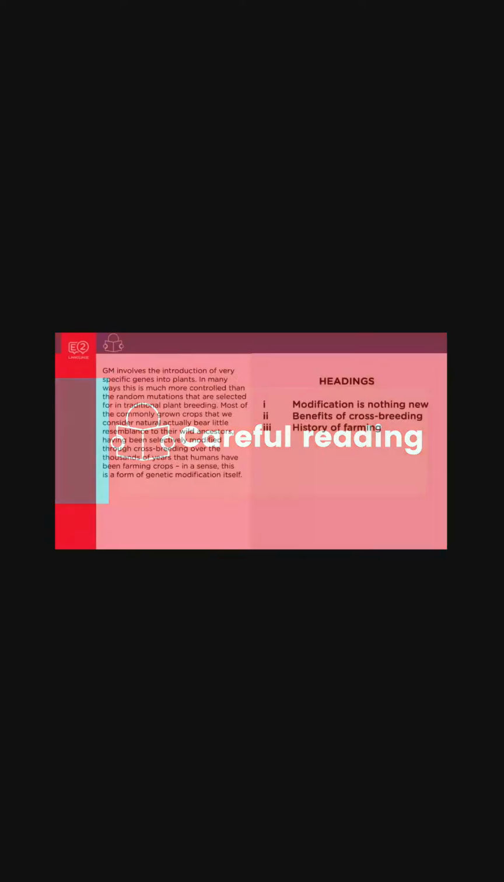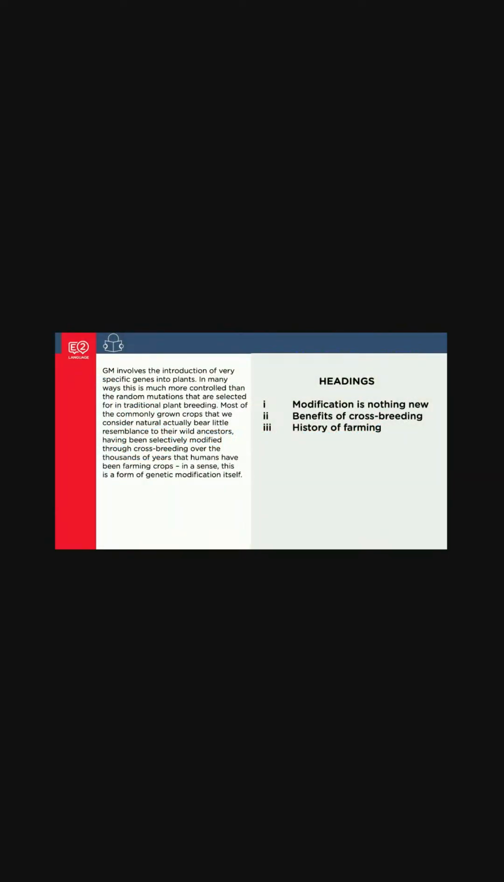Let's look at one paragraph and 3 headings and work on our careful reading. When we do headings match, we always start with the paragraph rather than the heading. So let's read it together. GM involves the introduction of very specific genes into plants. In many ways, this is much more controlled than the random mutations that are selected for in traditional plant breeding. Most of the commonly grown crops that we consider natural actually bear little resemblance to their wild ancestors, having been selectively modified through crossbreeding over the thousands of years that humans have been farming crops. In this sense, this is a form of genetic modification itself.